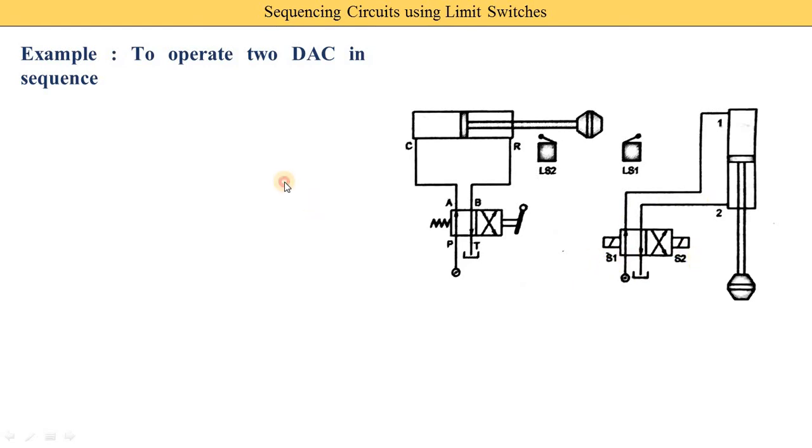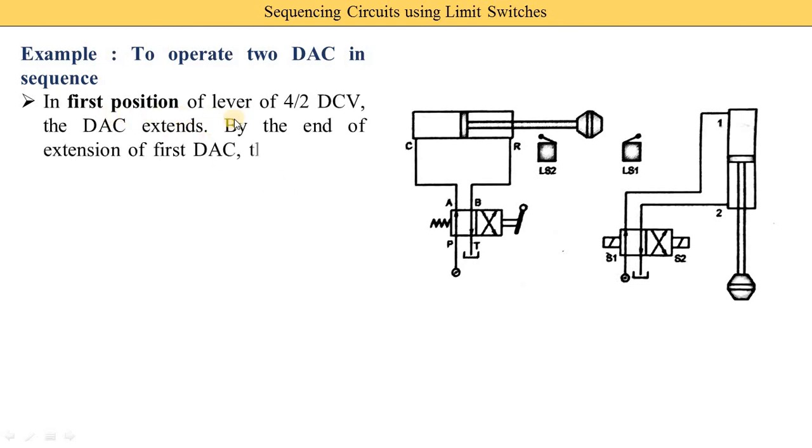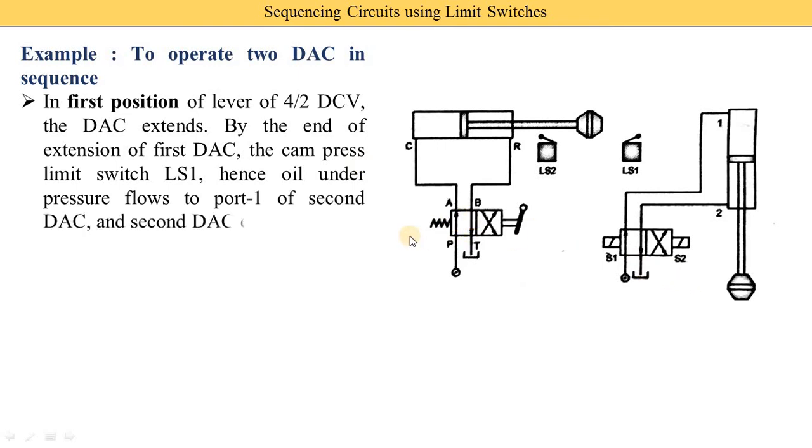Okay, now we understand what the first position is. In the first position of the lever of the 4/2 DCV, here you see both are 4/2 directional control valves. We start from here, oil is supplied from P to A. From A it goes to the C port, so the piston starts to move left to right, it is called the extension. We call this the first double acting cylinder and this is the second double acting cylinder.